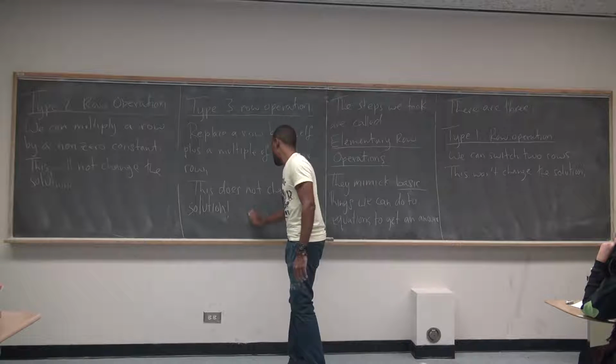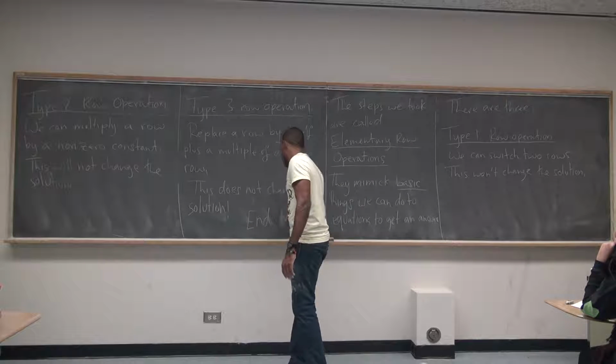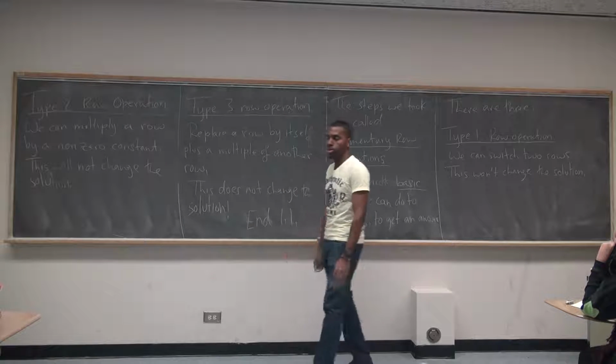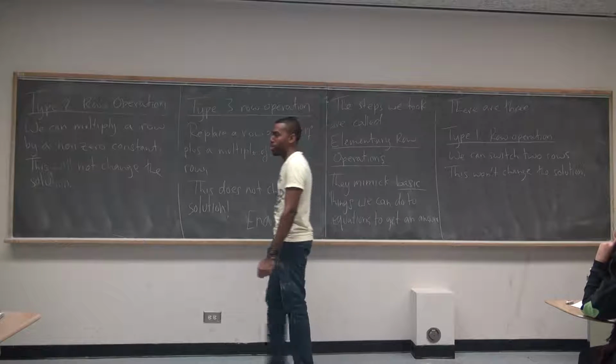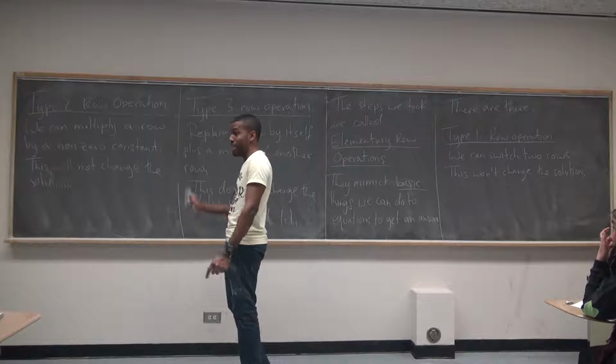And that basically ends 1.1. They left us in suspense. That's all they left us with. Okay, so there's these cool things called row operations that we can do in augmented matrices.